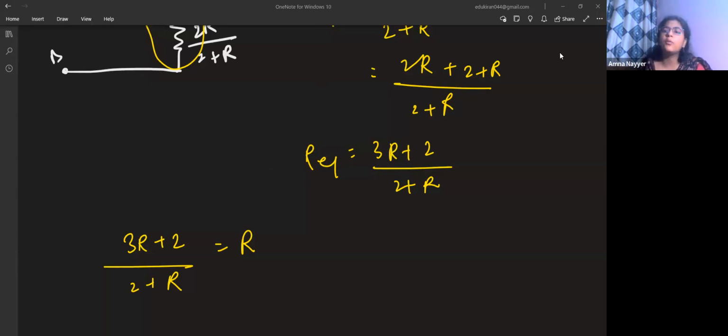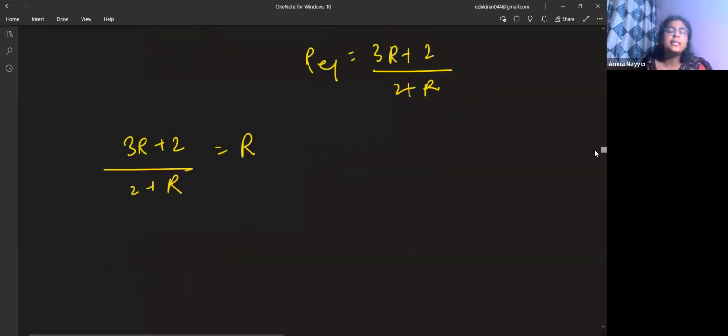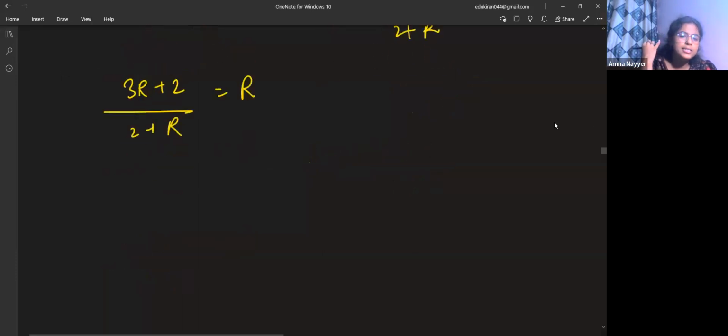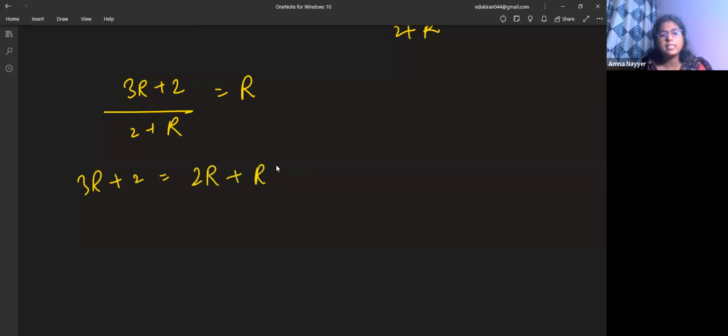Now see class. Now this part you all can solve. Till here you had to apply all the physics and all the concepts of current electricity. This you can solve. See, 3R plus 2 is equal to, cross multiply. That becomes 2R plus R square. Bring this term over here. R square minus R minus 2 is equal to 0.